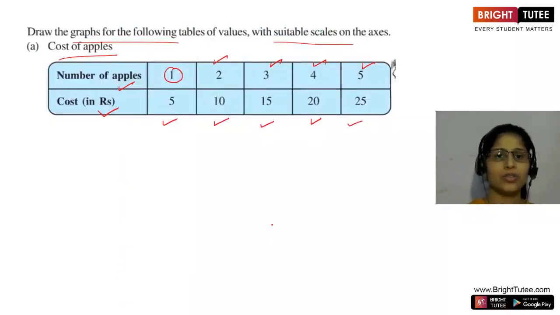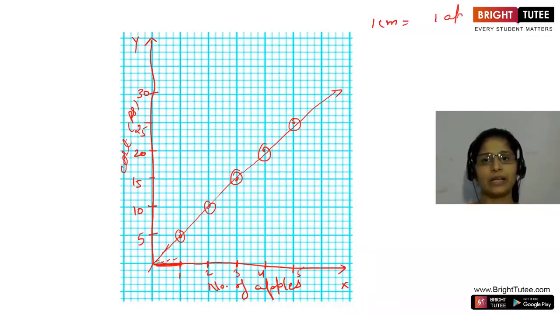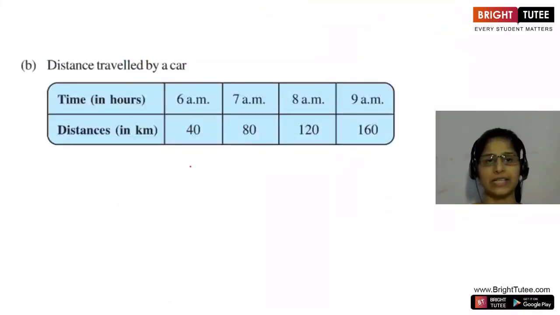Now, we have represented using a graph this data which was given to us. So you also have to use your scale, your pencil, all the geometry material that you have to form it a proper one. Also you need to write down the scale. Like suppose in your graph this is one box or 1 centimeter, it is equal to 1 apple. This is x-axis and on y-axis 1 centimeter is representing 5 rupees. Clear?